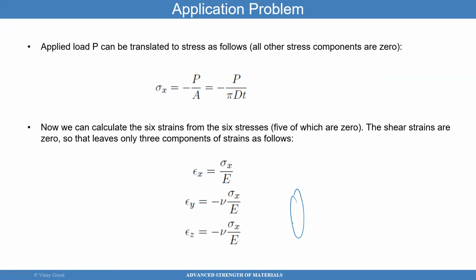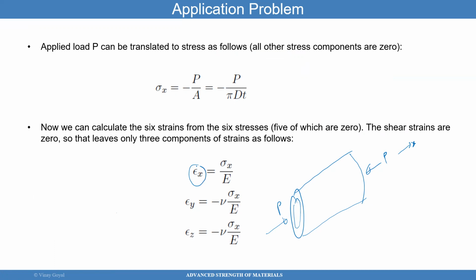I have a cylinder with a load applied P. And this cylinder will compress in the X direction. So that's the X direction. And it's going to compress by a strain amount of epsilon xx, which is sigma xx divided by E.